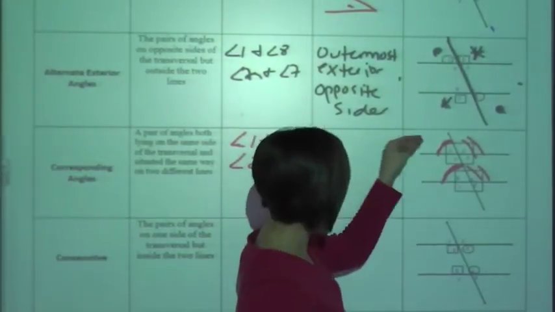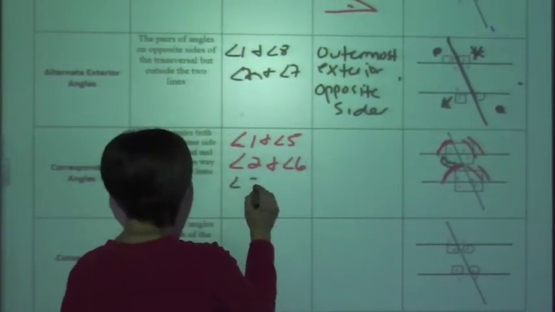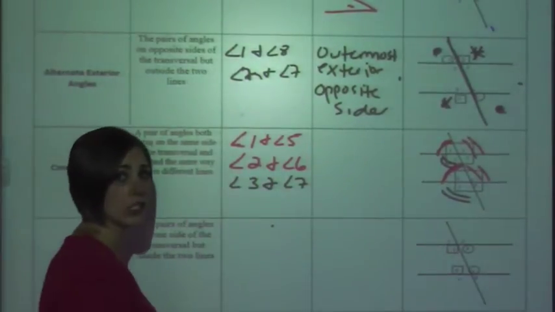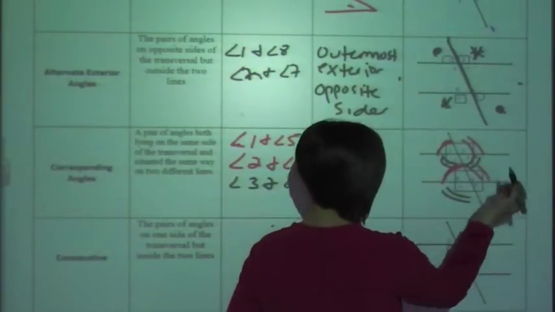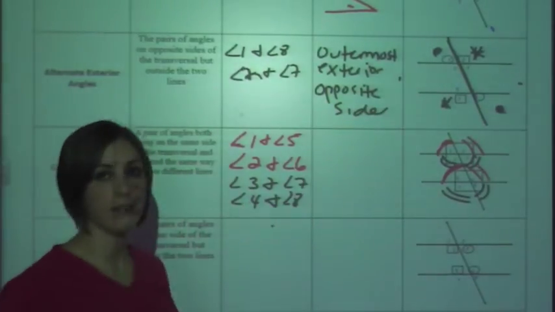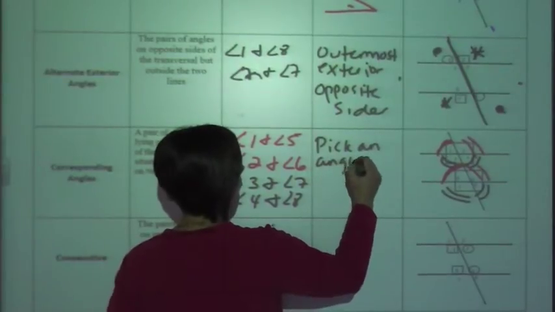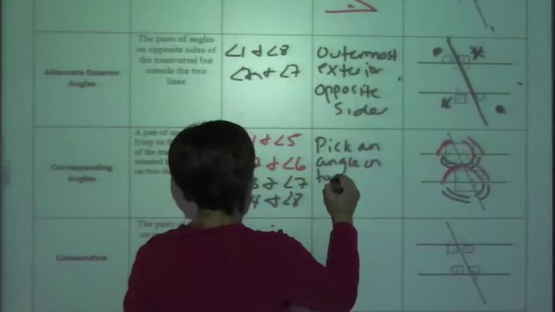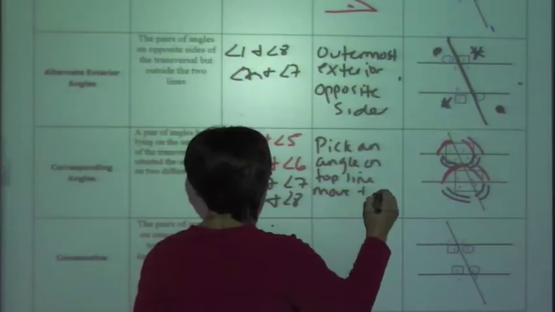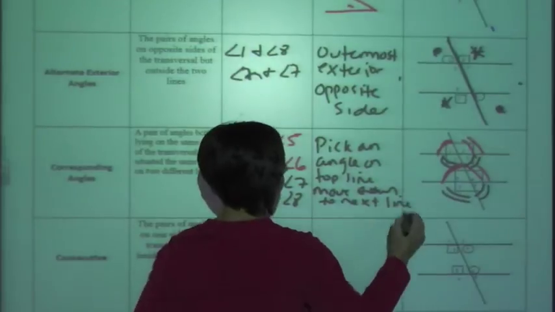Top right, top left, top left. We also have bottom left, angle 3, and bottom left, angle 7. They have the corresponding positions. Bottom right, angle 4, bottom right, angle 8. So the way I identify them is I pick an angle on the top line, then I move down to the next line, in the same position.